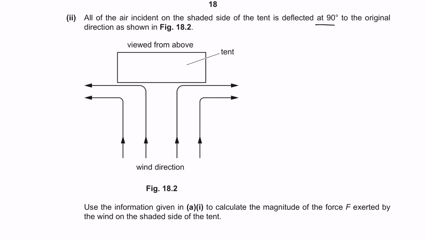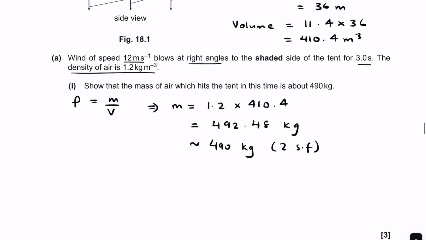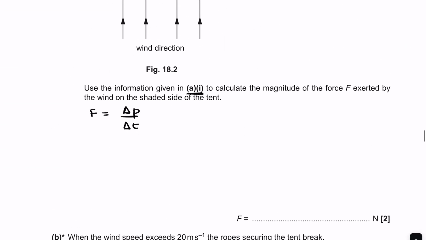Okay, so what I'm going to use is Newton's second law, which is the rate of change of momentum, that's delta P over delta T. Why? Because I've been given the mass of the air, which I've just calculated, and I know the speed from part AI. The speed is 12 meters per second, the mass is 492.48 kilograms, and this is happening for 3 seconds. So let's put them into our formula.